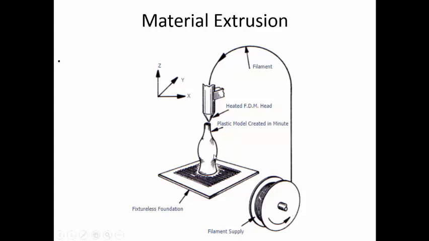So the advantage of this particular process is that components can be produced very fast. The disadvantage is that since the layer is not completely liquid, the fusion between the different layers may not be perfect, and the vertical surfaces may not be very smooth. You will see the maximum stair step effect in the material extrusion process.